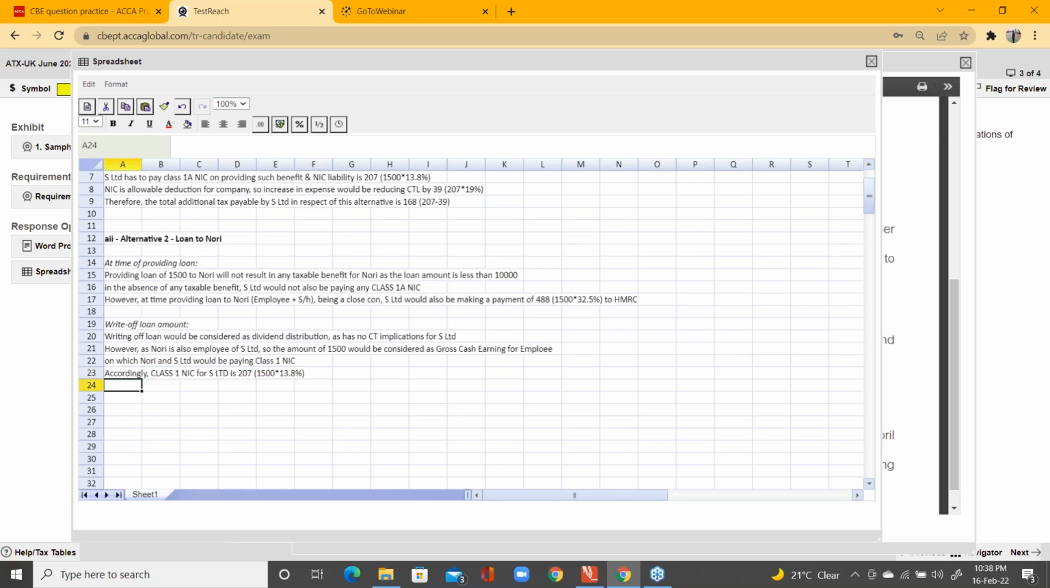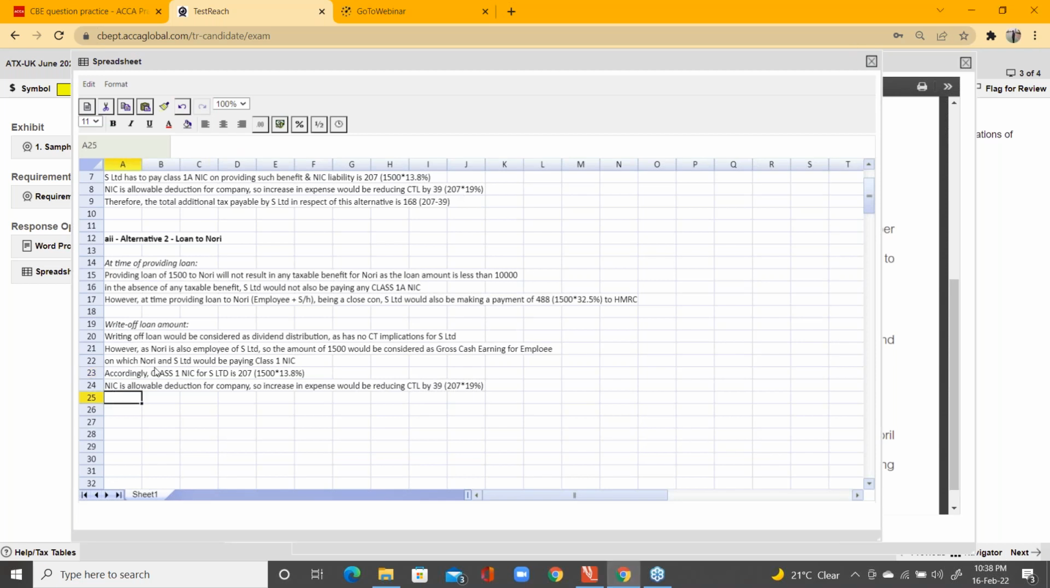Furthermore, NIC is an allowable deduction from the company's perspective. So this 207 is reducing the company profit by 207, and resultingly the company would be getting a reduction in the corporation tax liability by 39.